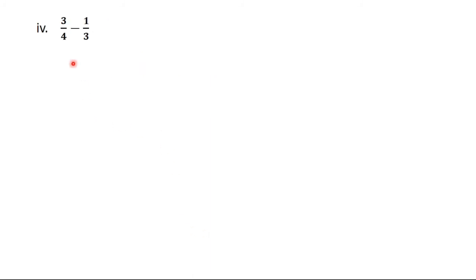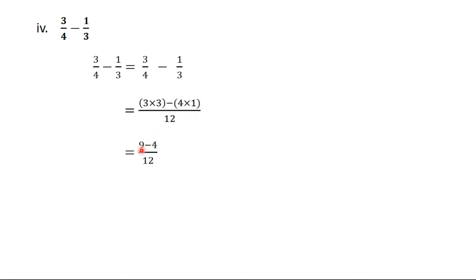We have 3 over 4 minus 1 over 3. So you are going to find the LCM of 4 and 3. We know that the LCM of 4 and 3 is 12. So 12 divided by 4 will give us 3. You multiply that by the numerator here, which is 3. So you are going to have 3 times 3. Now this sign here is negative, so minus 12 divided by 3 will give us 4. Then times the numerator here, which is 1. So 4 times 1 into another bracket.